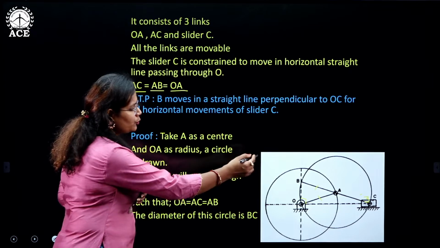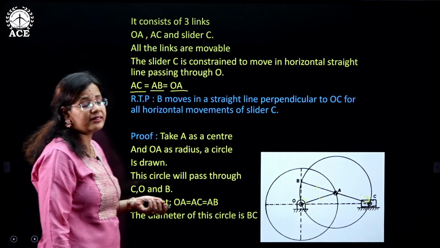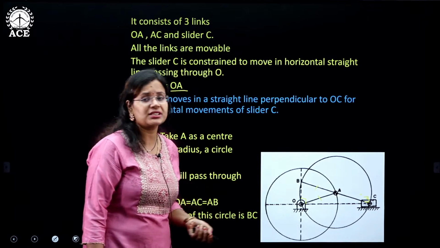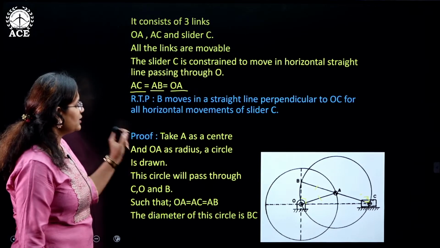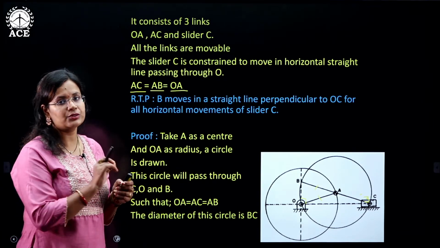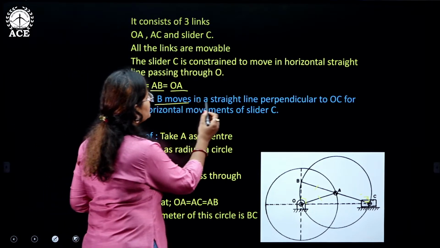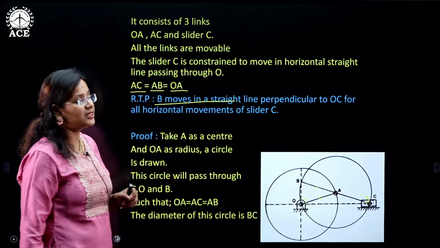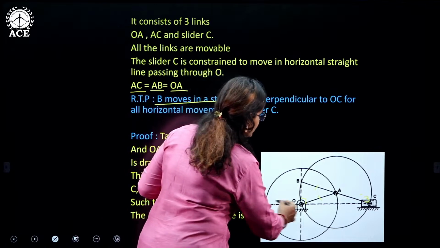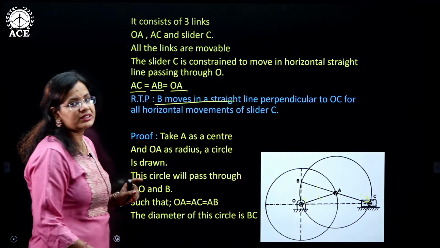Slider C is constrained to move only horizontally. Of course, we have seen in the slider crank mechanism also how the slider is horizontally constrained. Horizontal motion is constrained for that. So here also we are considering that the slider element C has a constrained motion and it is only moving horizontally. So what is required to prove? It is required to prove that B is moving in a straight line perpendicular to the OC line. B is tracing a straight line which is perpendicular to this OC line.